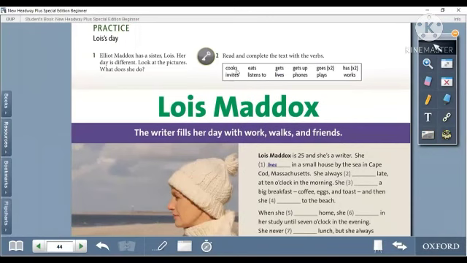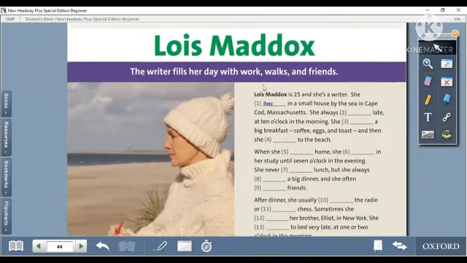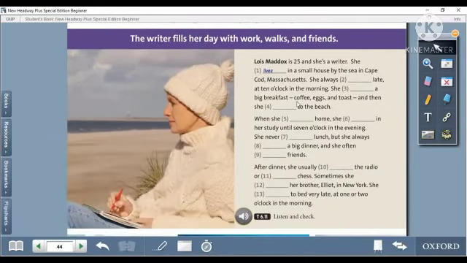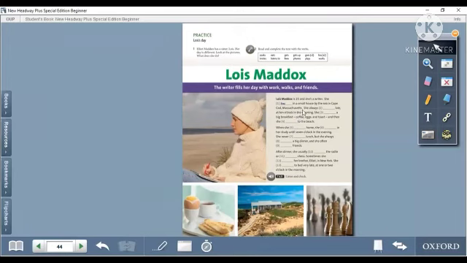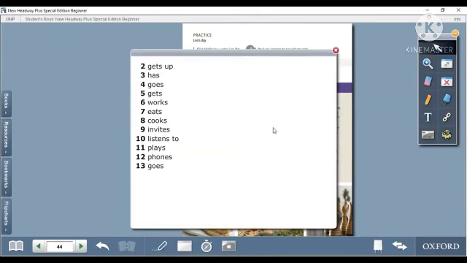We have here verbs with S like cooks, invites, eats, listens to, gets, lives, gets up, phones, and we have here the verb goes. You are going to use it twice. Plays, has, also you are going to use this word twice, and works. طيب طالب منك read and complete the text with the verbs. Take 1 minute. To save time, I'm going to share the answers with you.